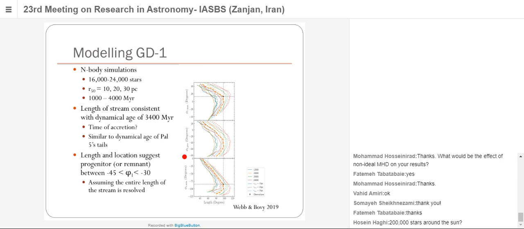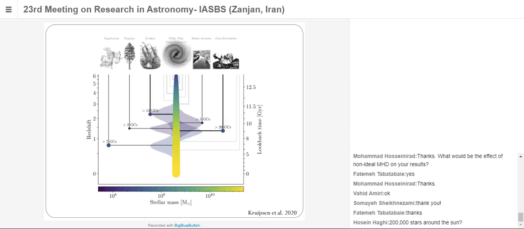And so we came up with a model that really reproduced the properties of GD1 very well, and it suggested that the stream itself has a dynamical age of about 3.5 billion years, potentially indicating a time that it was accreted by the Milky Way. And for no reason that I've really explained, this is very similar to the believed dynamical age of Pal 5's tails. They're not causally connected or anything like that, but it could point towards both the GD1 progenitor and Pal 5 being accreted from the exact same event, which I think would be a very interesting thing to follow up on.